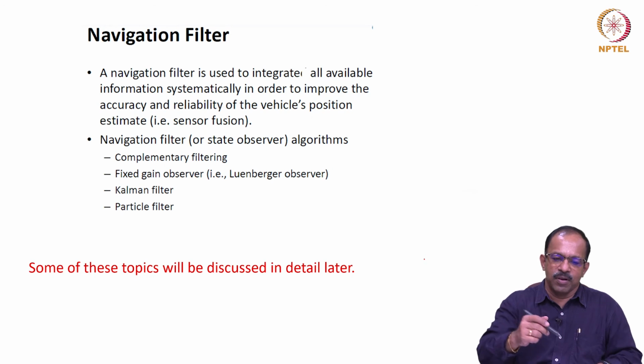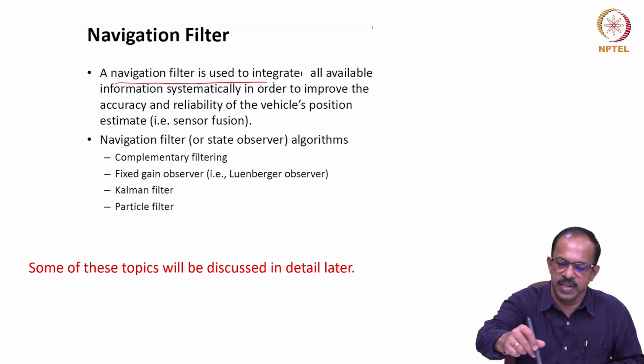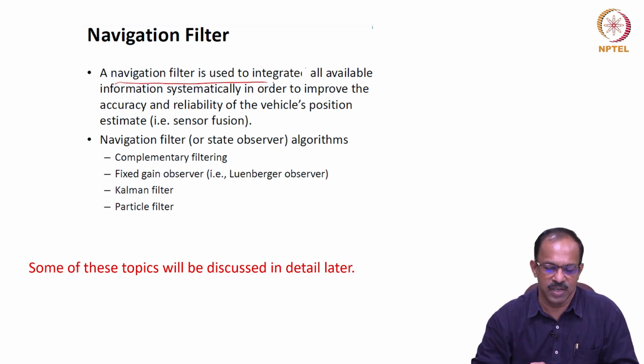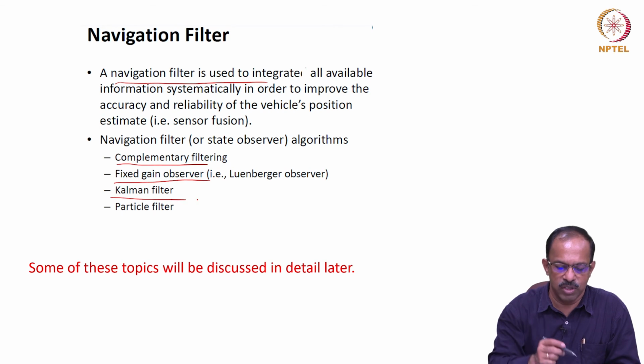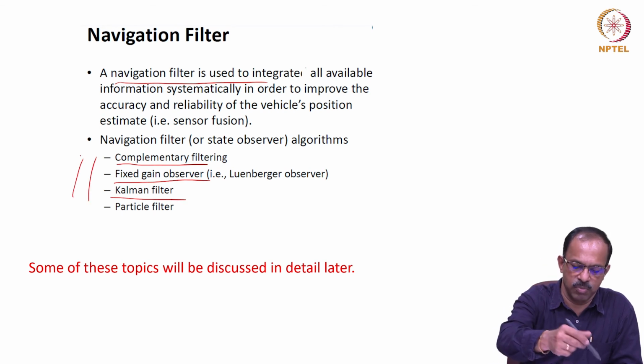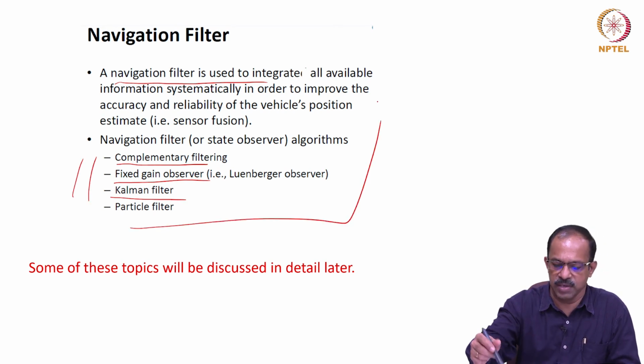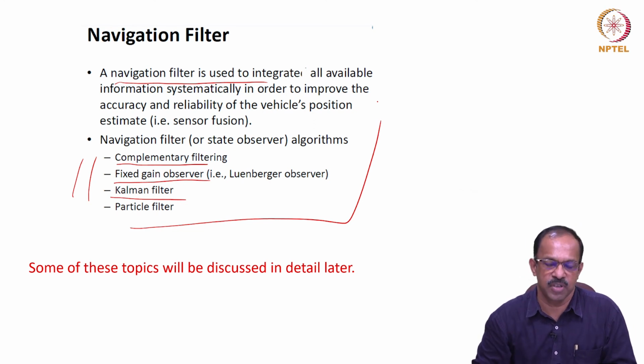And we have many filters like navigation filter to get the navigation related data, and these filters will be having different features. So you can actually go for complementary filters or fixed gain observer or Kalman filter or particle filter. So there are many such algorithms available, and some of these we will be discussing later when we talk about robot localization, mobile robot localization.